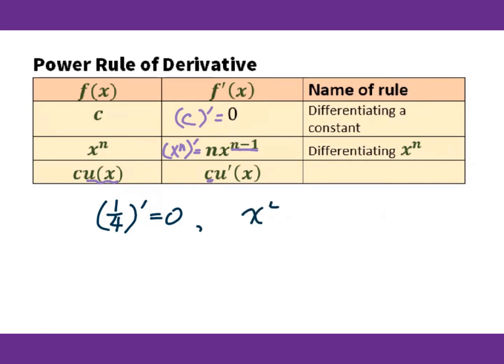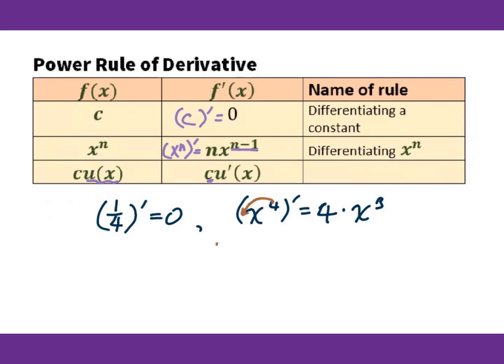The derivative of x to the 4th power equals 4 times x to the 3rd power. Remember, drop down this 4, then 4 minus 1.